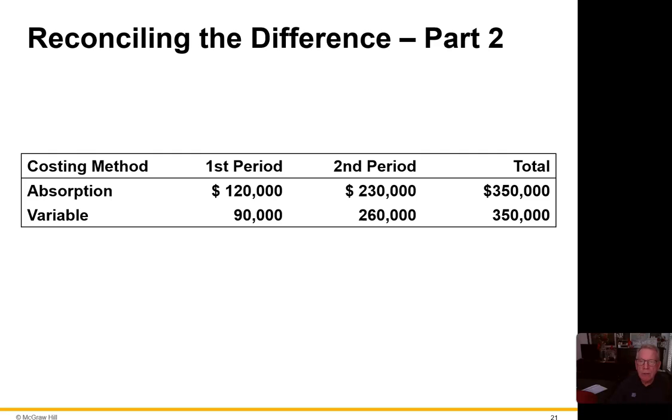Now, if we happen to produce exactly the same over the total 2 periods, which we have in this case, then the totals are going to be the same at $350,000 each. We produced 5,000 units more than we sold in the first period, and we produced 5,000 units less than we sold in the second period.